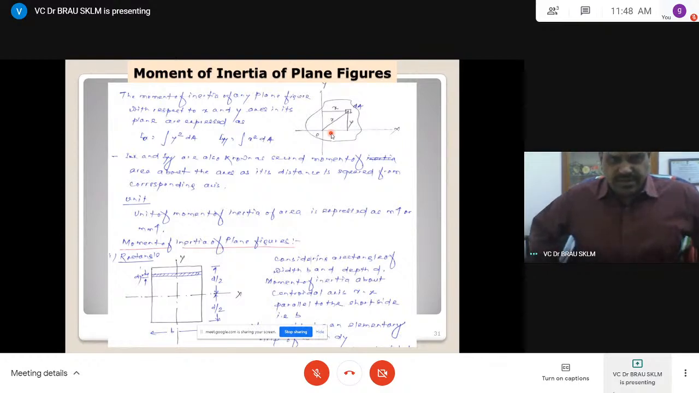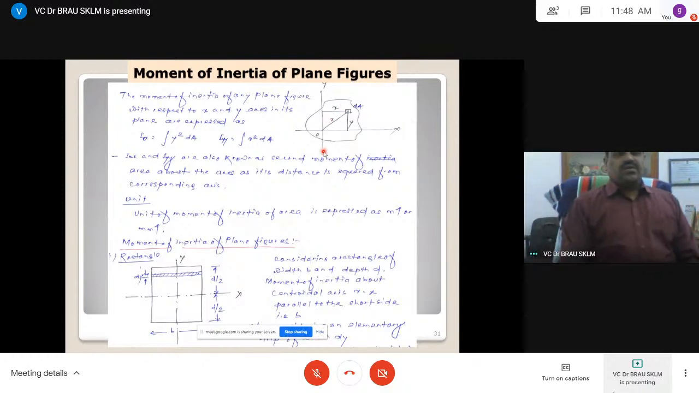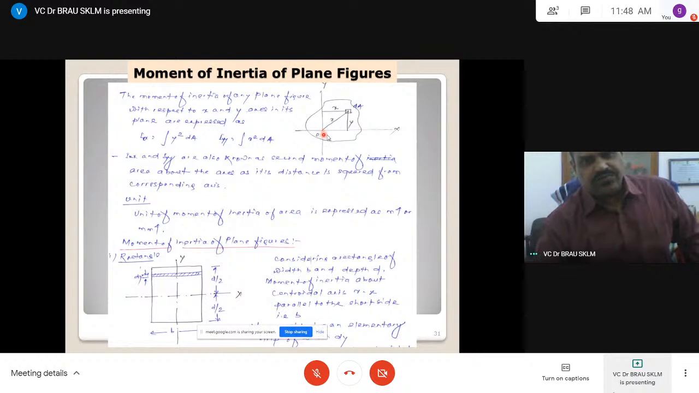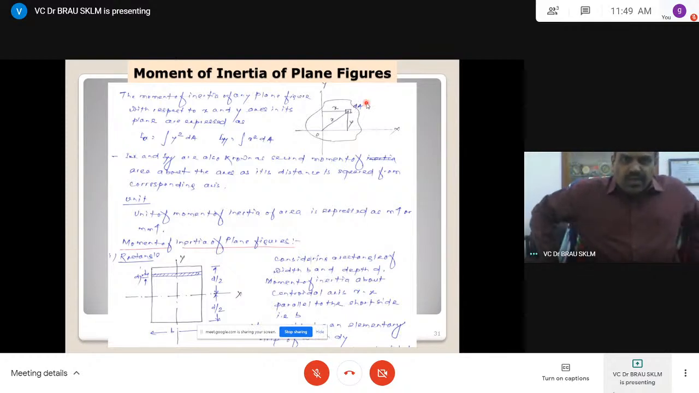It is defined as the square of distance: Ixx is about the x-axis, the square of the distance y squared into dA, and Iyy is about the y-axis, the square of the distance x squared into dA. To differentiate, we consider Ixx and Iyy like that. Ixx and Iyy are the moments of inertia about the axes. Similarly, the polar moment is Io, r into r squared into dA. Like that we can represent the definition. This is the definition of moment of inertia.